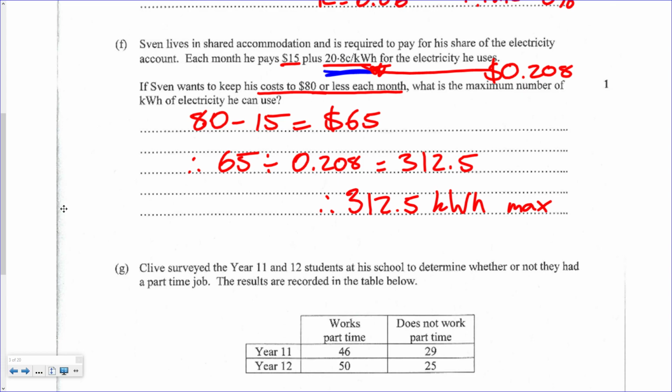That's the most amount of kilowatt hours he can use before he starts paying $80. So the idea is if he uses anything less than 312.5, his electricity bill will be less than $80. Anything more, and it will be more than $80.